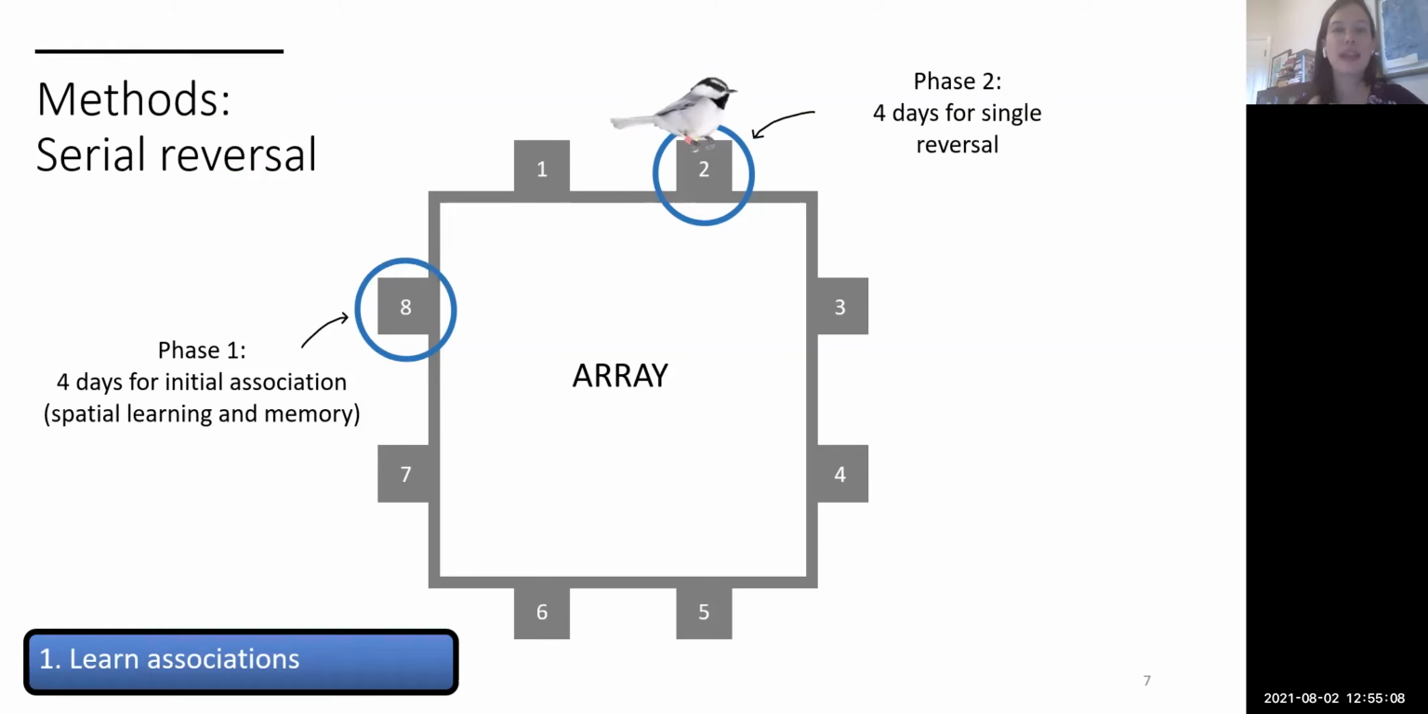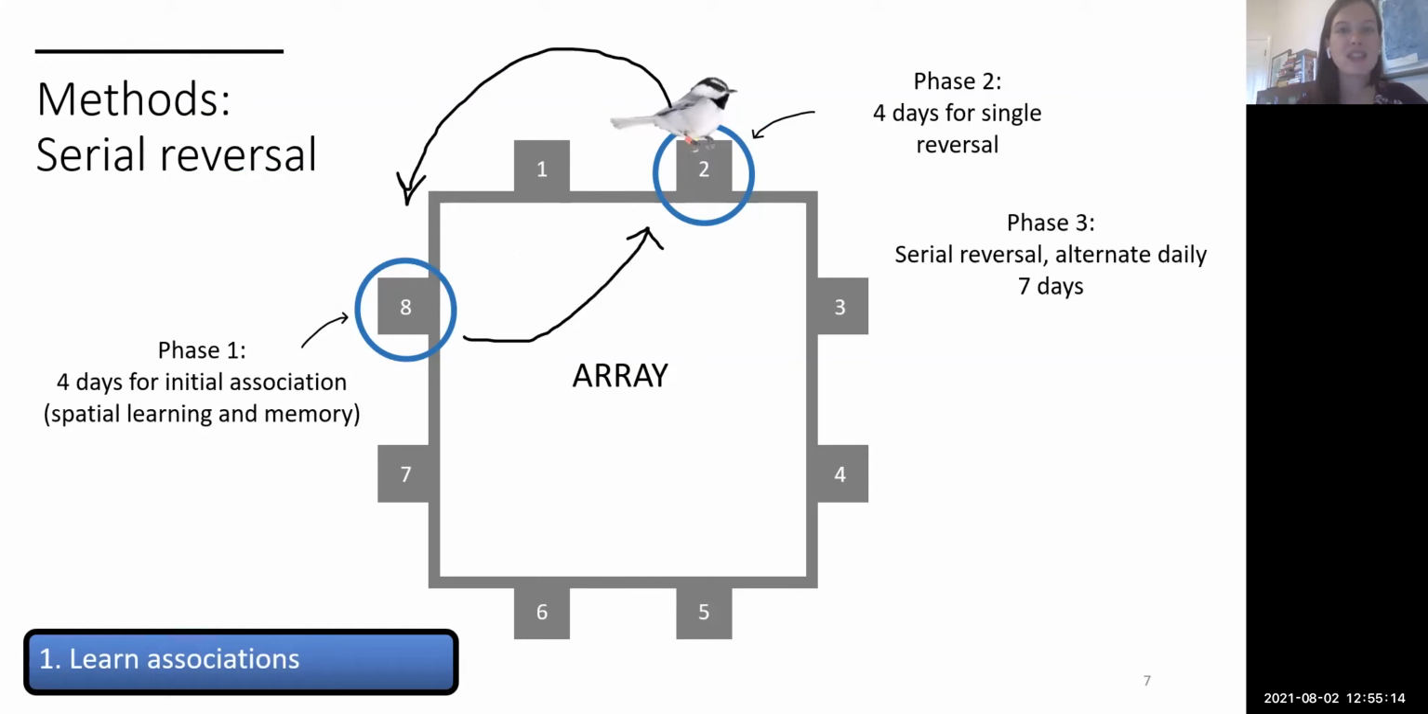In phase 2, they can learn the first reversal and make the association that there's a new feeder that provides food. And then phase 3 would be the serial reversal, and this would be where birds have to alternate back and forth. So one day feeder 8 might provide food, and the next day feeder 2 would provide food.